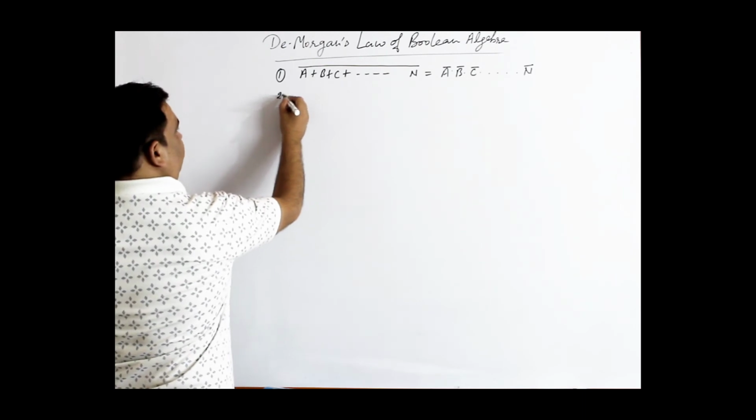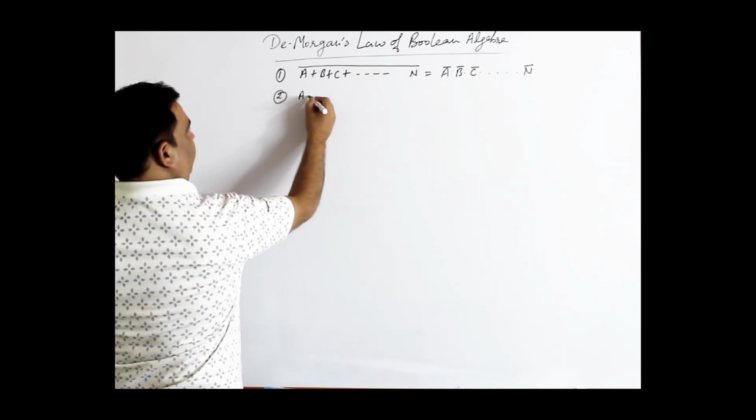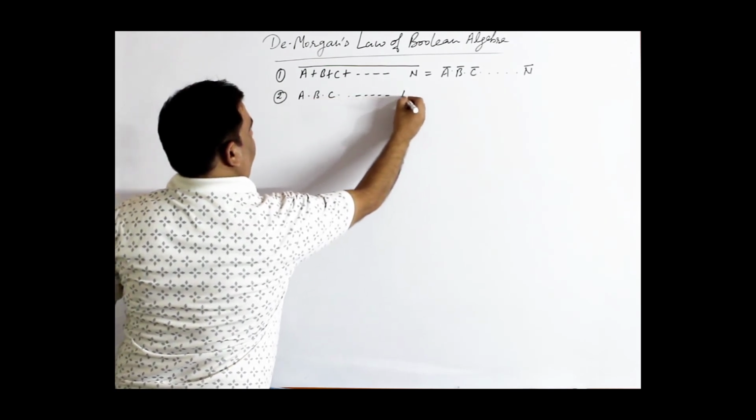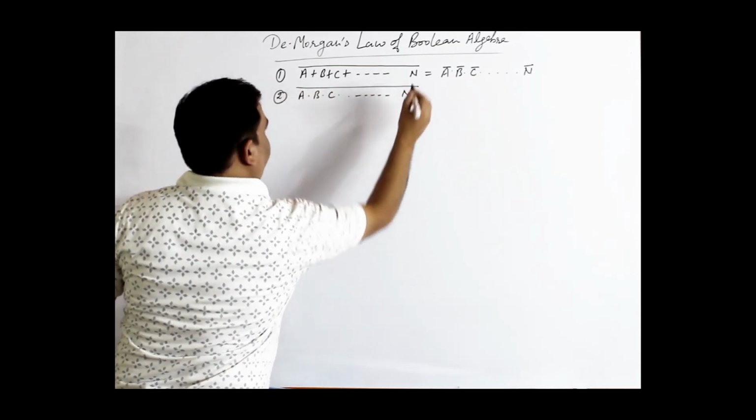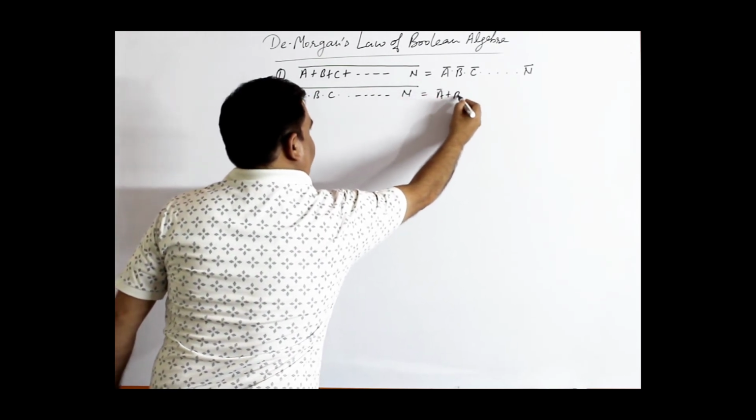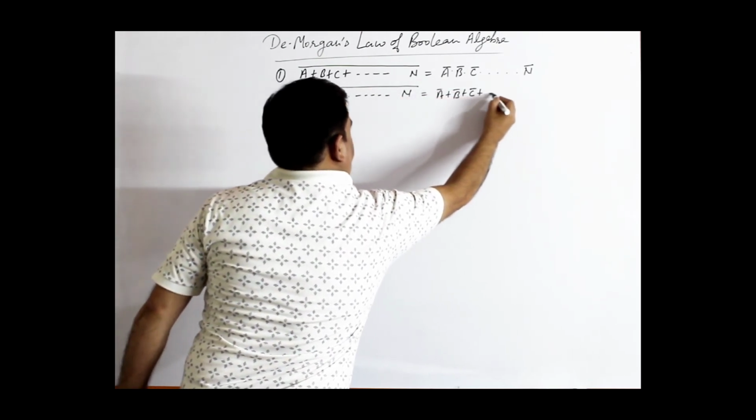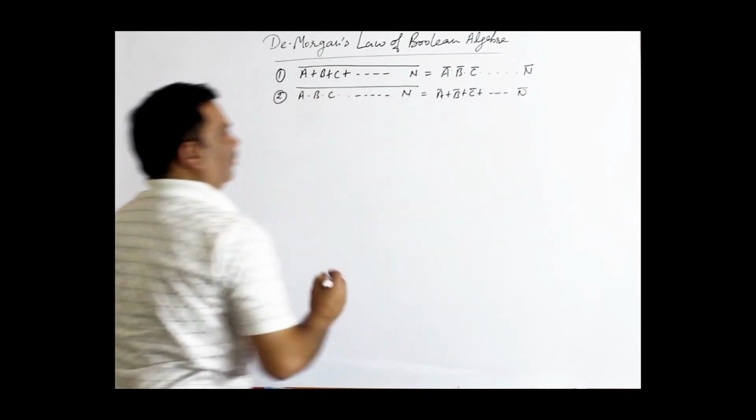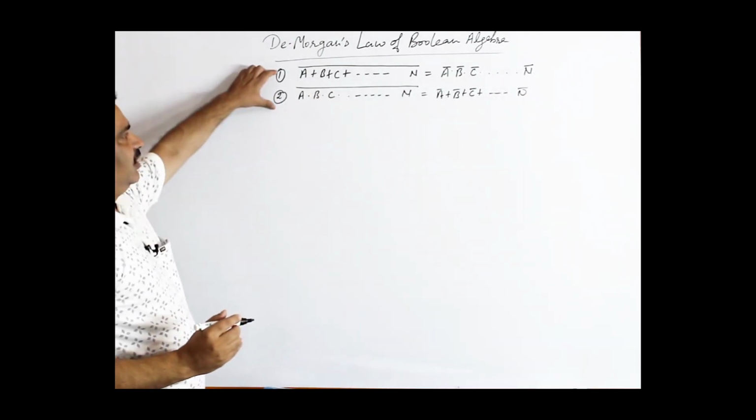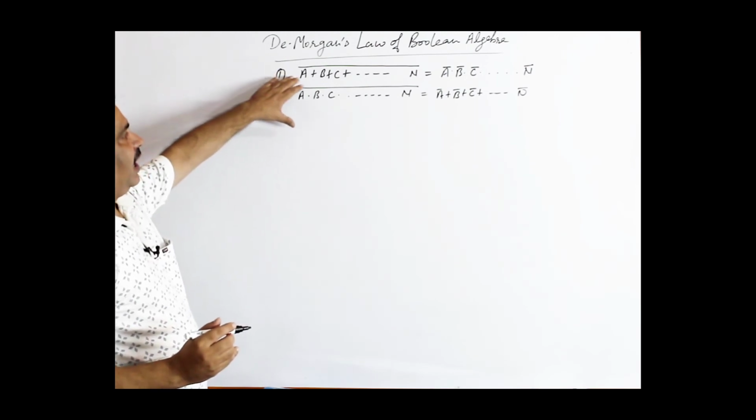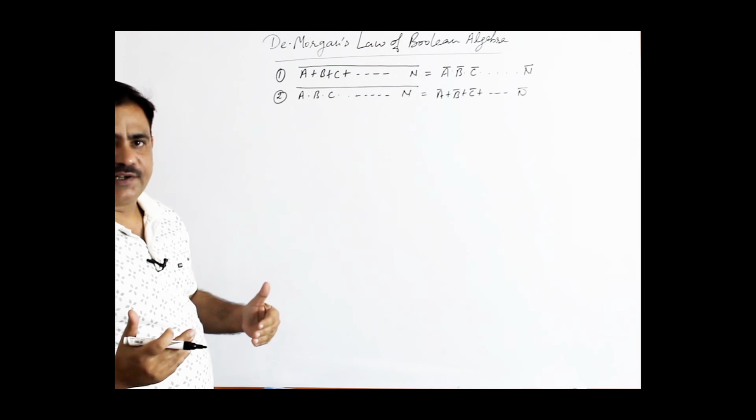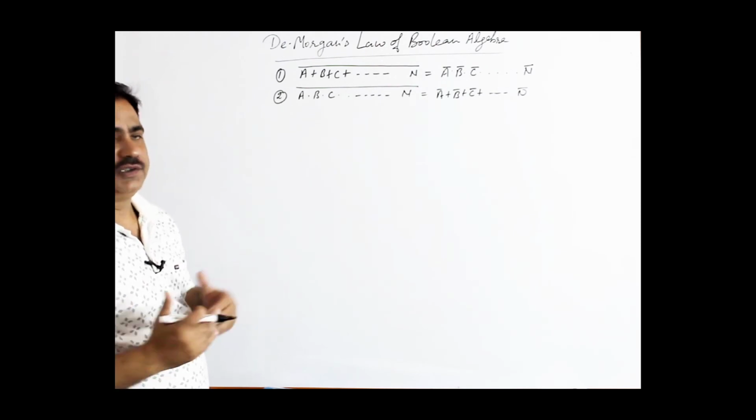The second law is just the dual of it: the whole complement of A dot B dot C dot up to n is equivalent to A complement plus B complement plus C complement plus up to n complement. So these are the two laws. Now I am taking just two variables to make you understand how we can prove this law.